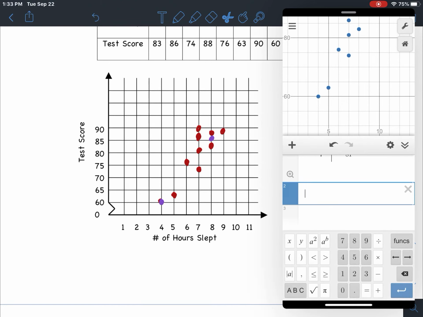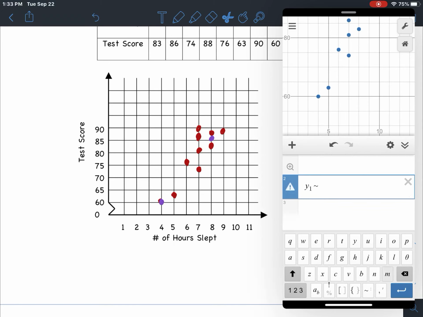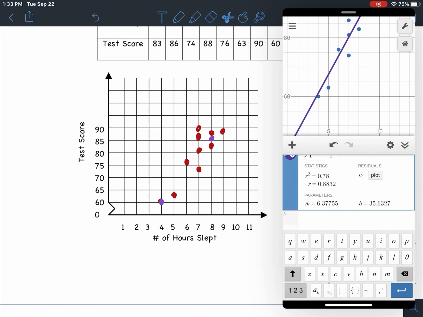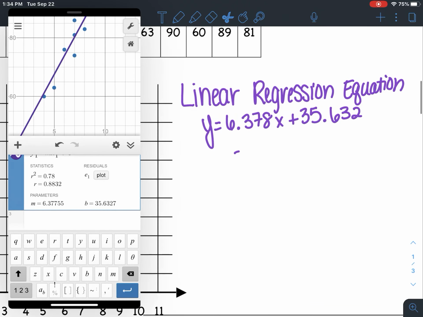Okay, so then we have our linear regression equation, y1 ~ mx1 + b, and then my m, my slope, and my b value. So then I'll write that down. Linear regression equation: y equals m, which is 6.378, x plus b, 35.632. And I just chose to round off to the nearest thousandth, even though the directions never actually told me where to round. 3 decimal places seems like a pretty good spot.